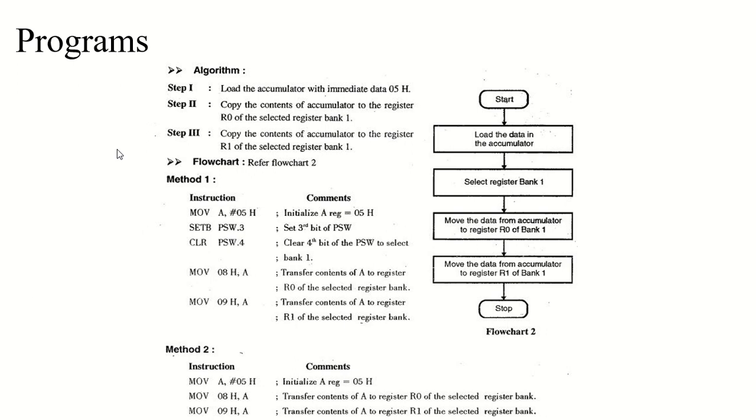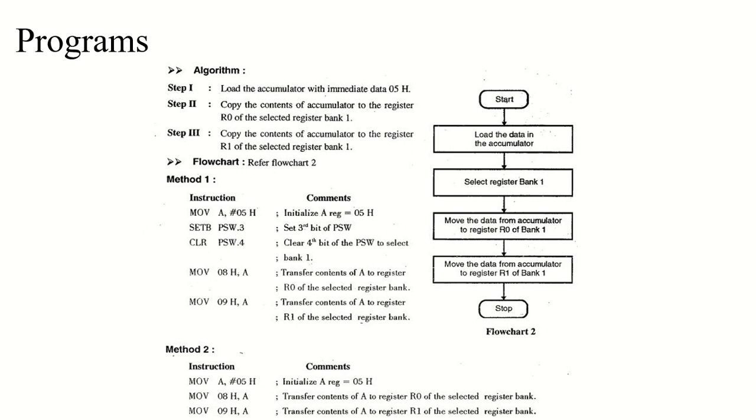Now we want to transfer the data to register R0 of selected register bank 1. So what instruction we will be using? We will be using MOV R0, A. Okay, and to transfer the data to register R1 of selected register bank 1, what instruction we will be using? We will be using MOV R1, A. Okay, so MOV R0, A and MOV R1, A.